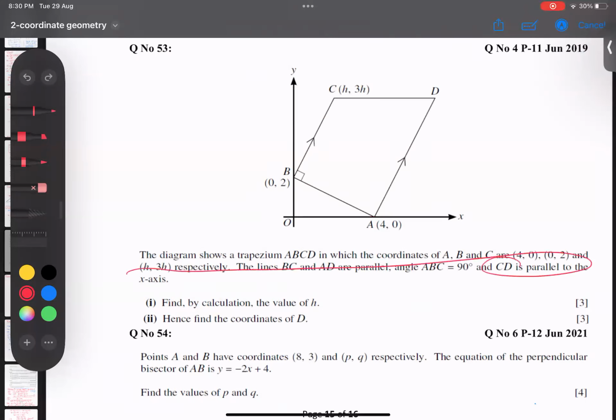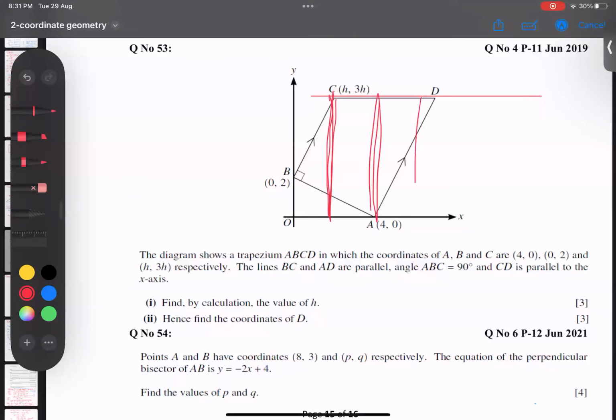CD is parallel to XY. This is a very important connection. When a line is parallel to the x-axis, it means the y value is the same here, here, and here. So y values will not change. If I move right, the y value remains the same and only the x value will change.